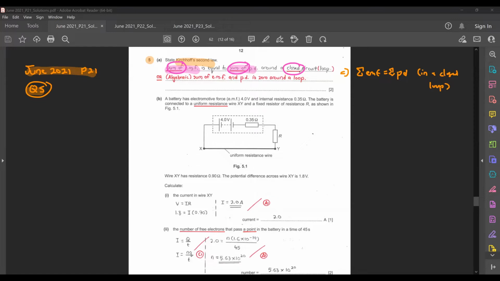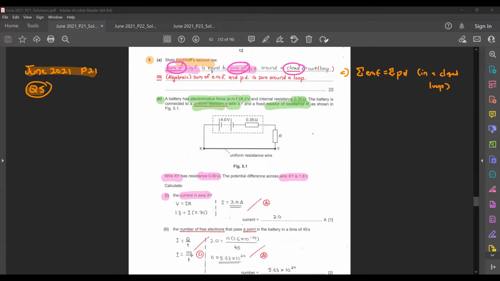Now, if you then look at part B, a battery has an EMF of 4 volts and internal resistance of 0.35 ohms. The battery is connected to a uniform resistance wire XY and a fixed resistor of resistance R, as shown in the diagram below. From here, they mentioned that wire XY has a resistance of 0.9 ohm. The potential difference across wire XY is 1.8 volts. Calculate the current in wire XY.